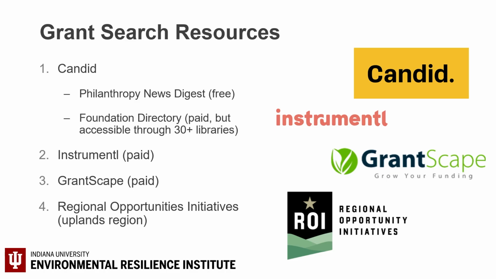A lot of these ones, I think Instrumental and Grantscape also have weekly newsletters. So look into those, and then look into regional organizations like the Regional Opportunities Initiatives. This one is based in the Uplands region in Indiana, but they have a grant website online that lists a ton of opportunities, not limited to just the Uplands region typically. So that can be a great resource if you just check in every month or so and see what's been updated on their page.